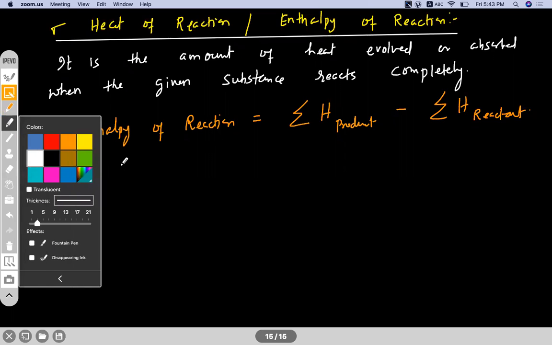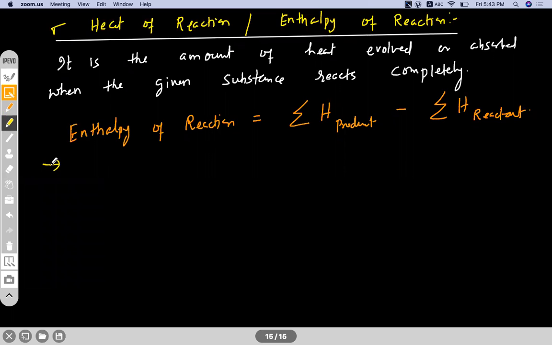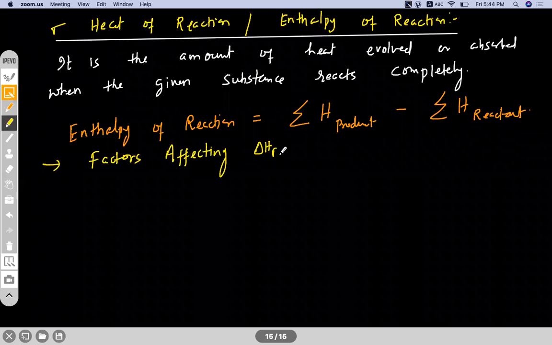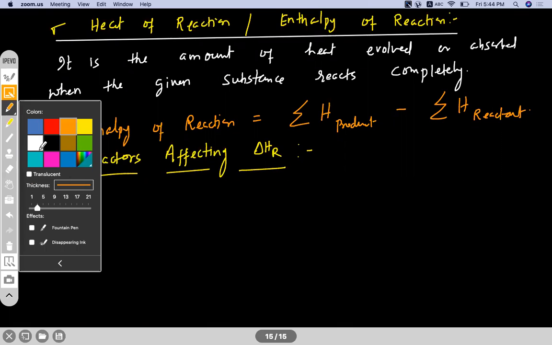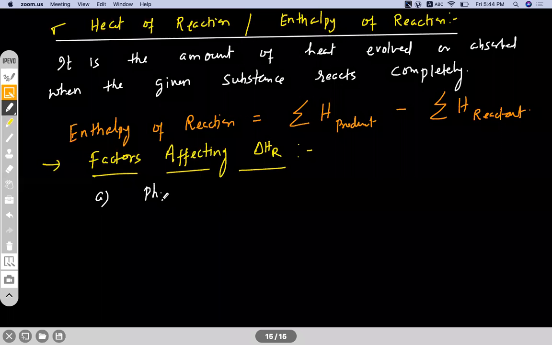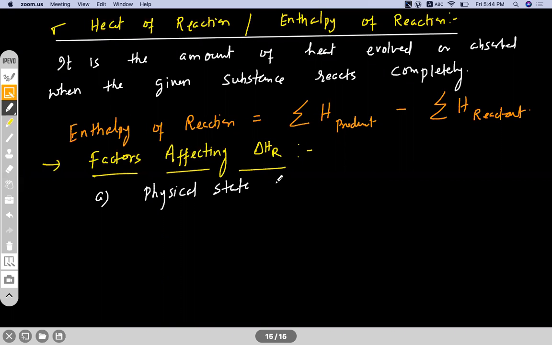Next, write down factors affecting. This is not that important. Just you need to have this information, what are the factors which affect the heat of the reaction. Write down factors affecting delta H R. It's enthalpy change. R stands for reaction. First one is the physical state. Physical state of reactant and product.